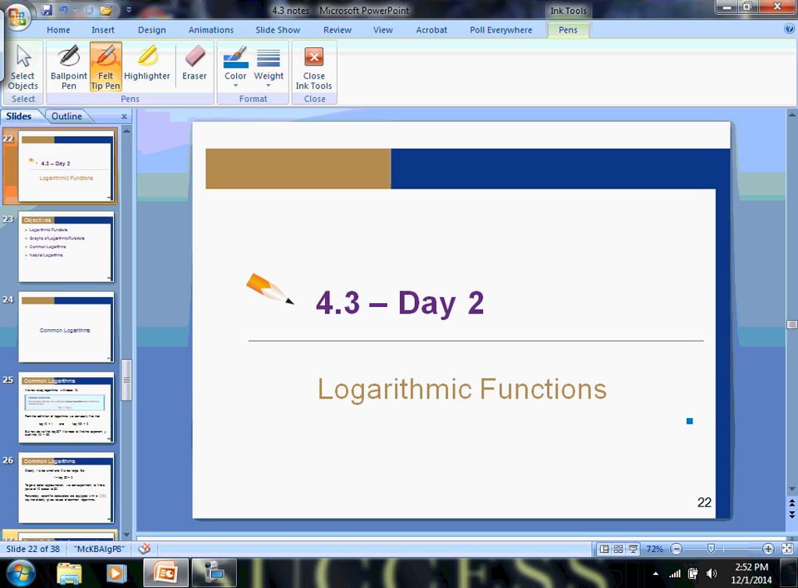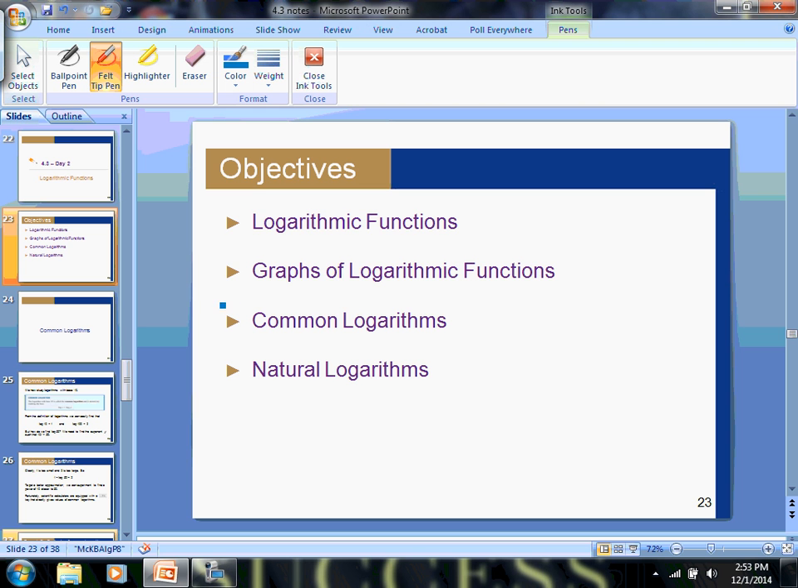These are the notes for section 4.3, day 2, entitled Logarithmic Functions. And today we're going to talk about common logs and natural logs.